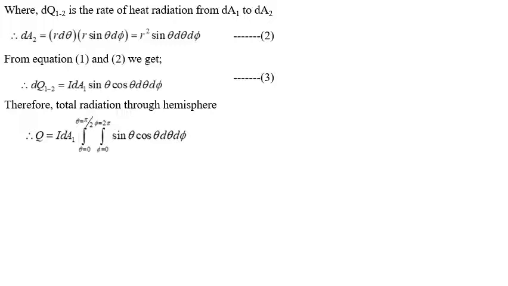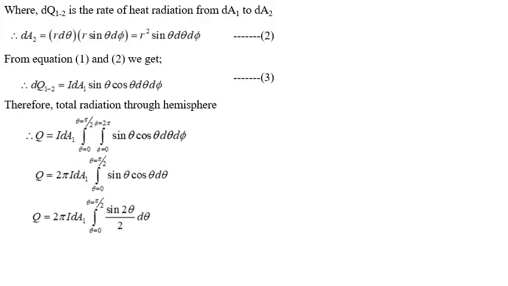Therefore q is equal to the double integration, theta from 0 to pi by 2 and phi from 0 to 2 pi, of I dA1 sin theta cos theta d theta d phi. I and dA1 are constants, so we can take them outside. The integral of d phi is phi, so we get 2 pi into I dA1 into the integration of theta from 0 to pi by 2 of sin theta cos theta d theta.